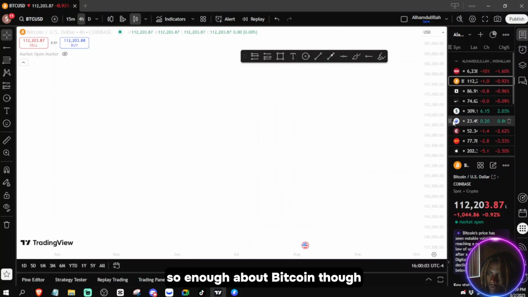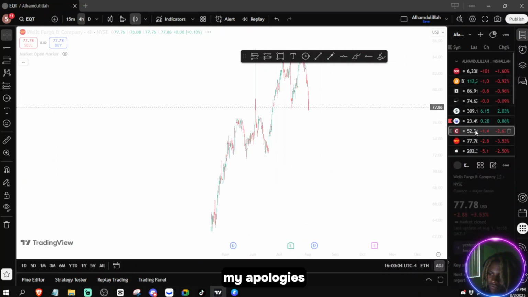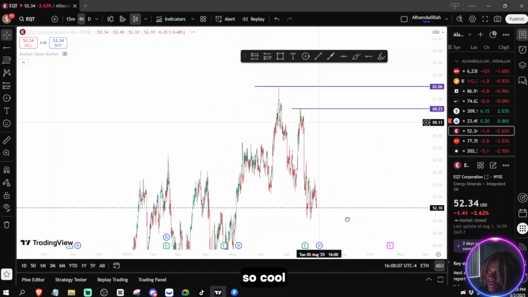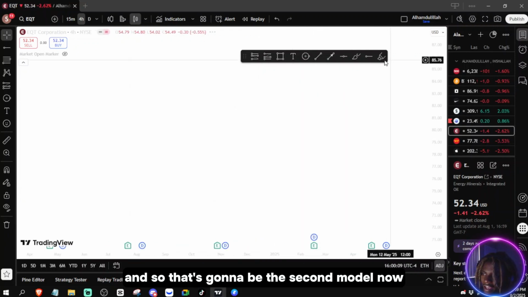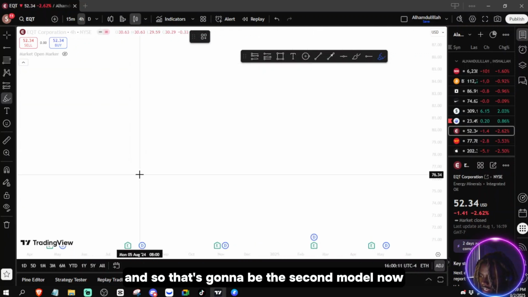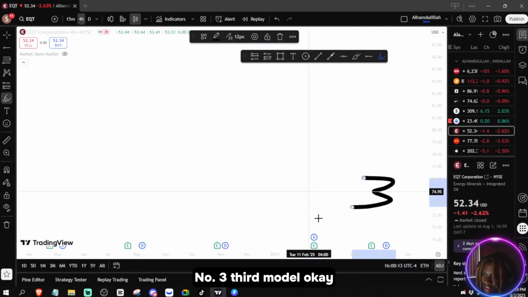So enough about Bitcoin though. Back to stocks. This is the stock guide. My apologies. So cool. And so that's going to be the second model. Now, number 3, third model.